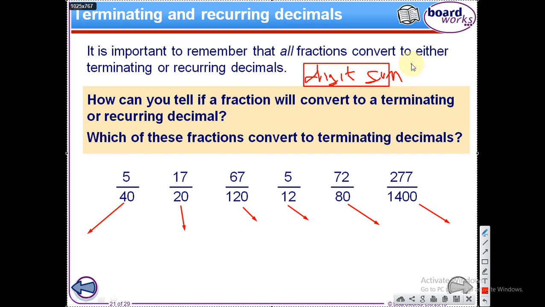If the digit sum is divisible by 3, sorry about that, I'm writing outside my screen. So if the digit sum is divisible by 3, then that number is divisible by 3. Else, it's not divisible by 3.